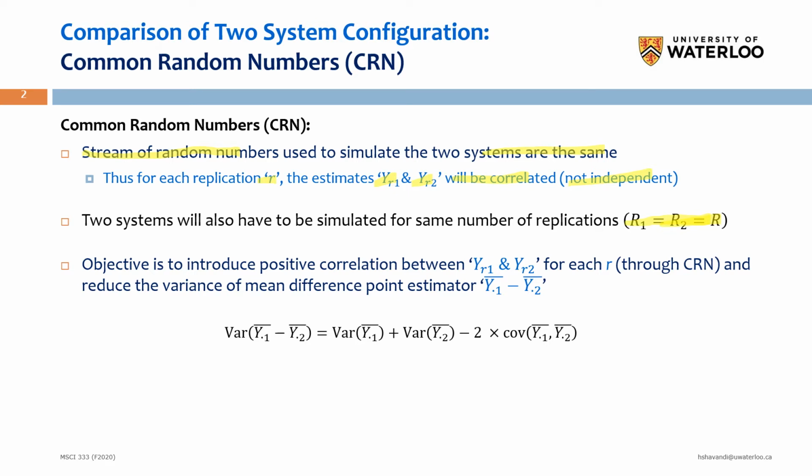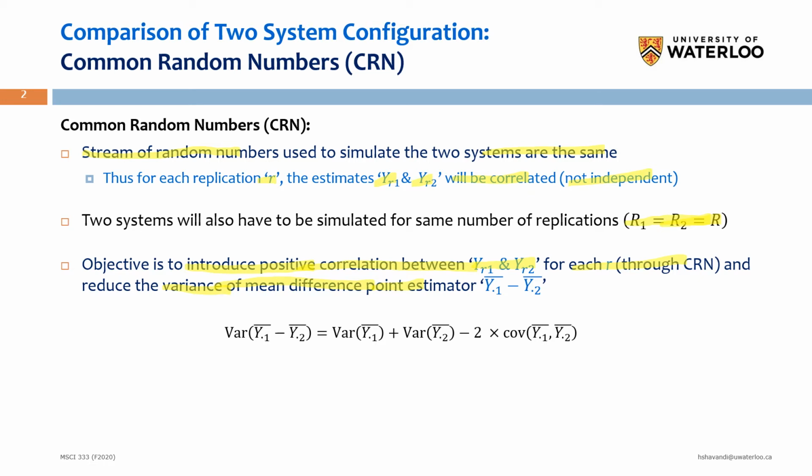So why are we going to use this approach? Why are we going to have the same stream of random numbers? The reason is this: we want to introduce a positive correlation between YR1 and YR2 through the CRN in order to reduce the variance of the mean difference point estimator. So this is the objective. We are going to reduce our error, reduce our variance, and that's the point.